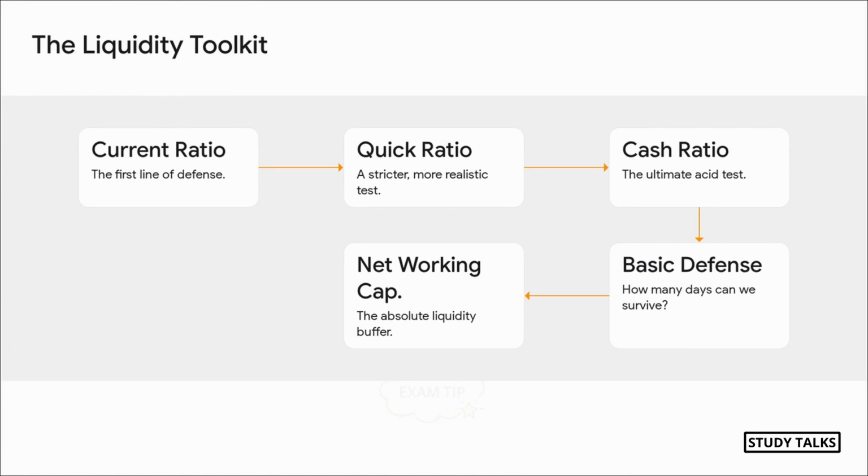Inside this liquidity tray, we've got 5 key tools. We have the current ratio, which is our first line of defense, then the quick ratio, which is a much stricter test. We've got the super strict cash ratio, the basic defense interval to see how long we can survive, and finally, net working capital, which is our absolute safety buffer.